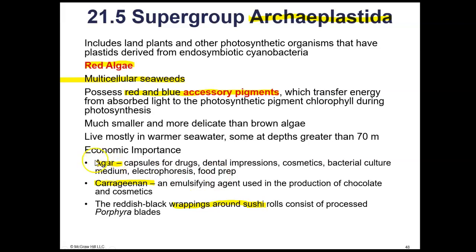So it's like a gel. It's like a clear gelatin material. And it's used in food prep. Carrageenan is another one used in the production of chocolate and cosmetics. And then the reddish-black wrappings around sushi are Porphyra, the name of the red algae.